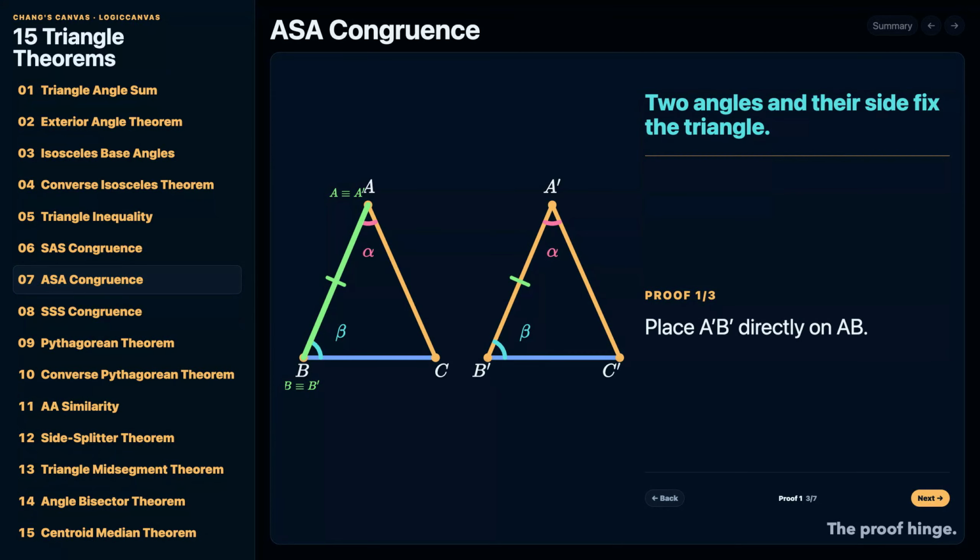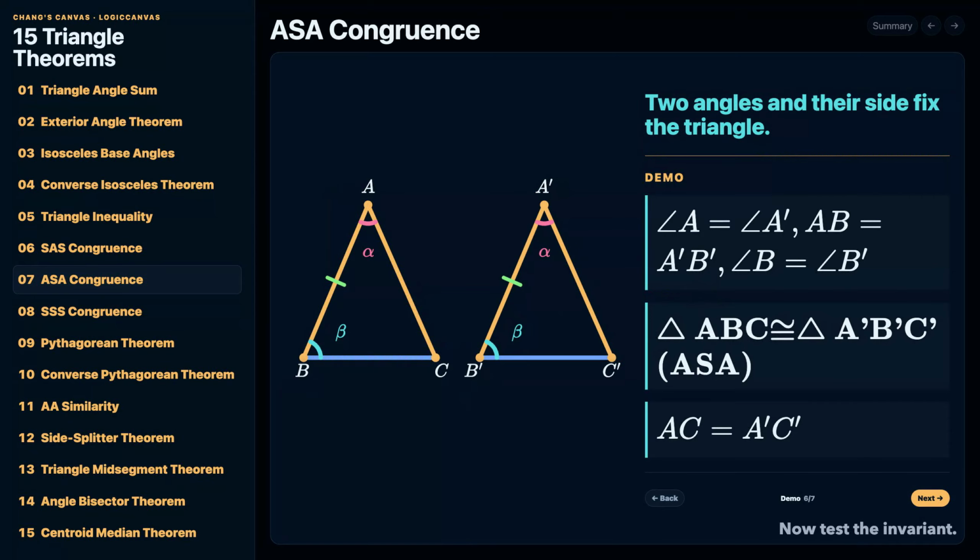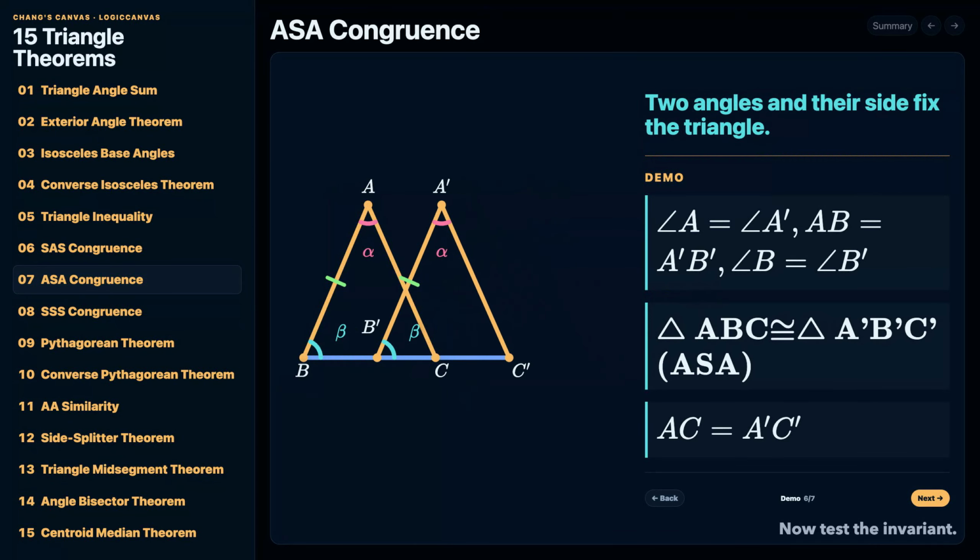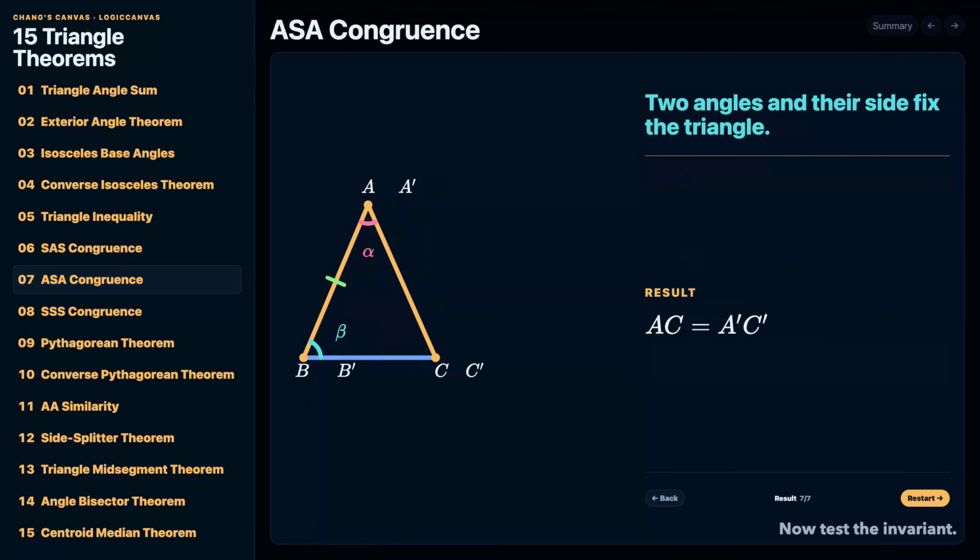For the proof, match the included sides and their corresponding endpoints. Next, draw the two rays fixed by the equal endpoint angles. Next, their unique intersection forces the same third vertex. Move triangle A'B'C' into place. Once the included side and both endpoint rays match, their intersection forces the same third vertex.